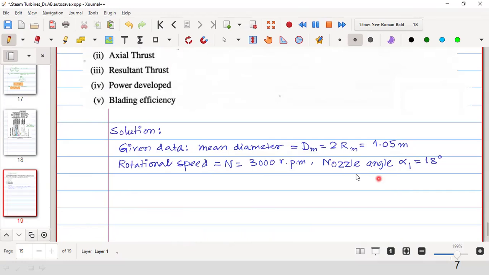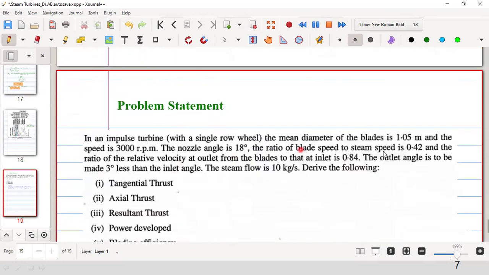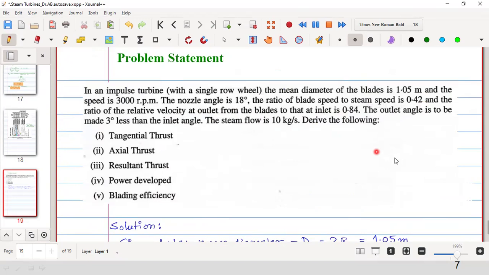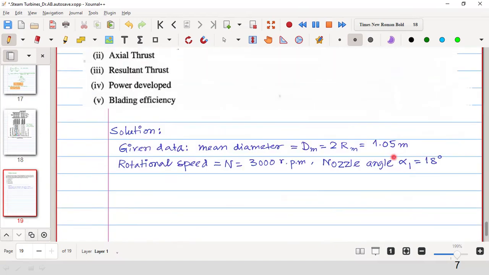Another thing given is that the ratio of the blade speed to the steam speed is 0.42. That is called the blade speed ratio, as we know. So the blade speed ratio is given. As we know, that is called rho, equal to U by V1. Right? U by V1 is 0.42.